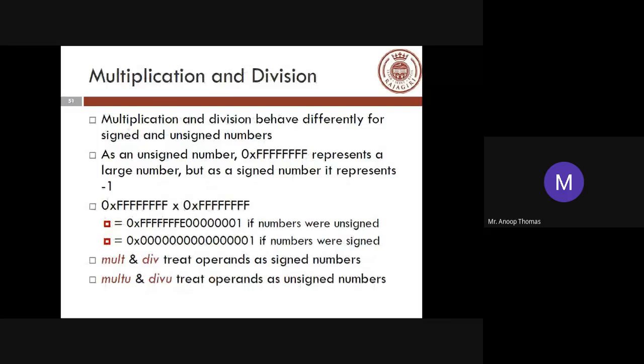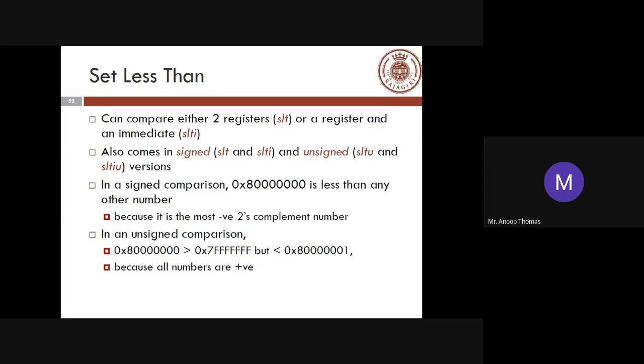Let's just understand that you have two variants, the signed variant and the unsigned variant of the multiplication. Set less than is another important operation which will have its issues, the comparison operation. So if you are using a signed number, the comparison is different. If you are using an unsigned number, the comparison is completely different. So comparison is something which will be affected based on the kind of number that you are using.